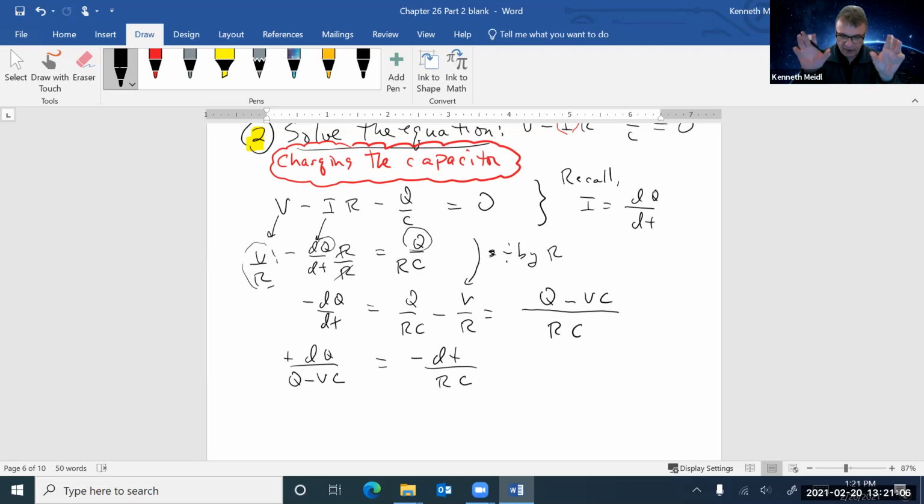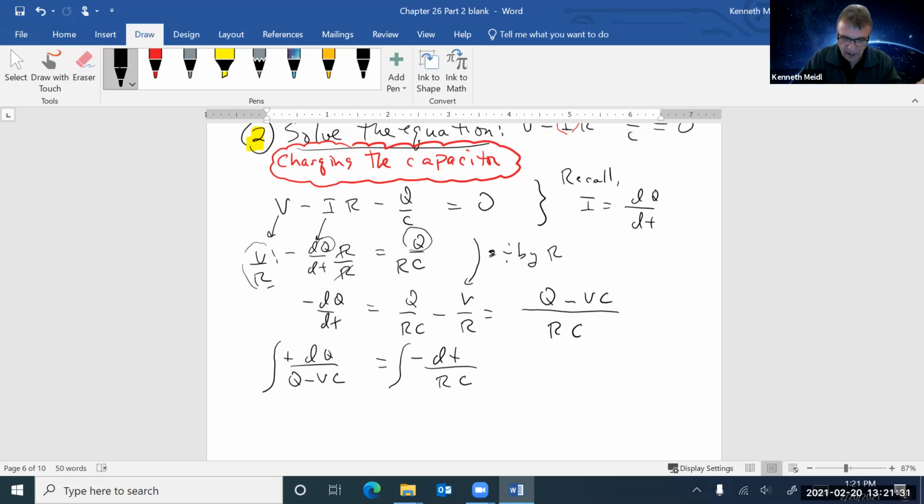And now what I have are my two differentials, dq and dt, but they're on separate sides of the equal sign. Now what I can do is get rid of the differentials by integrating both sides. I want to integrate both sides, right? I've got some functions here that may be hard to integrate, might be easy to integrate, but theoretically this is doable, right? So I should be able to do that now to both sides.